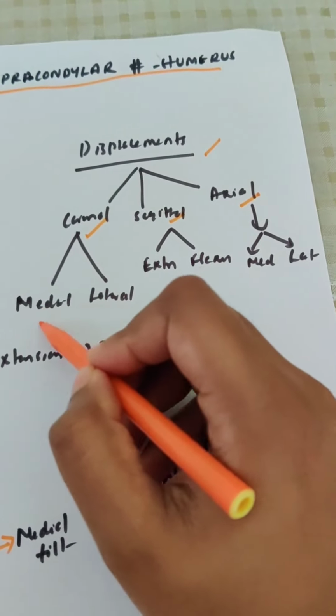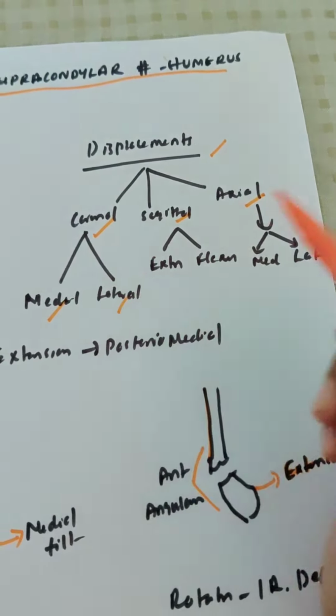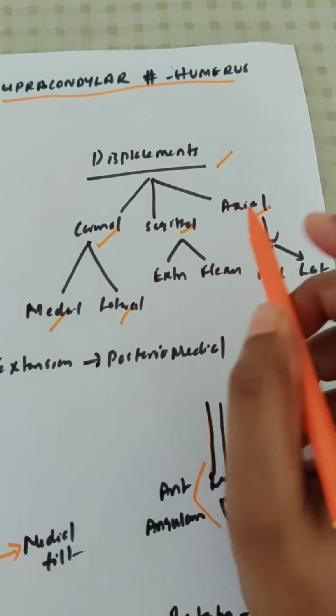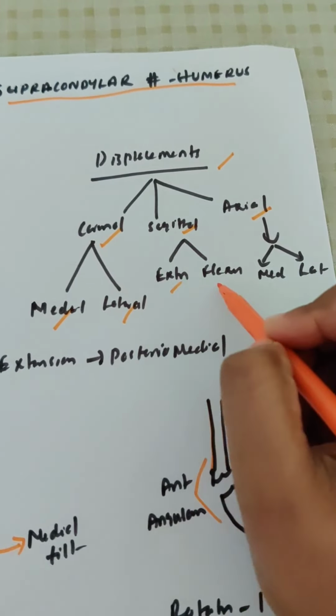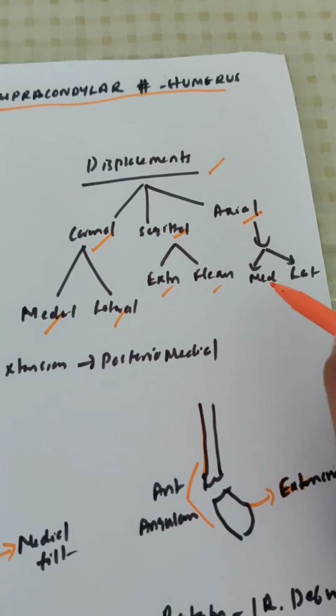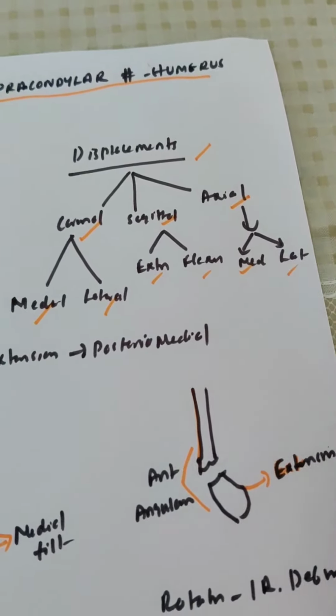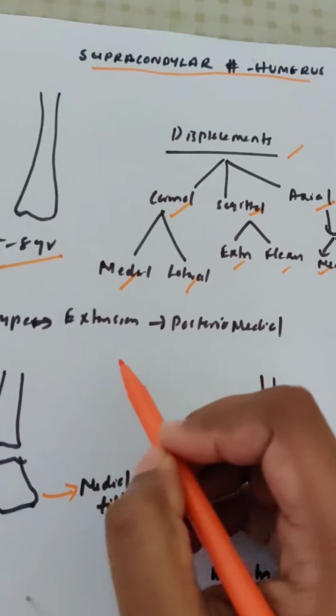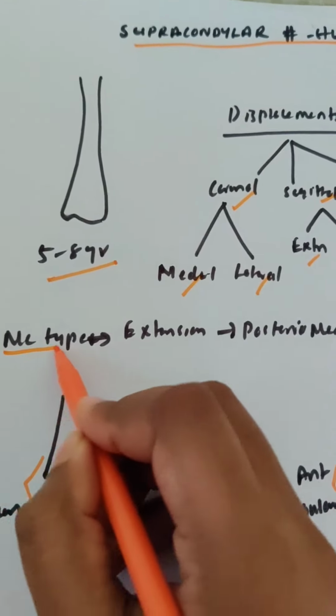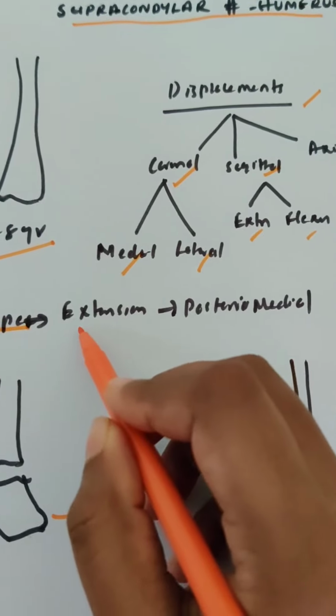So coronal is medial and lateral. Sagittal plane is the antero-posterior plane, so there is extension type and flexion type. The rotational displacements are medial rotation or lateral rotation, or internal or external rotation deformities. So the most common type in supracondylar fracture is extension type.